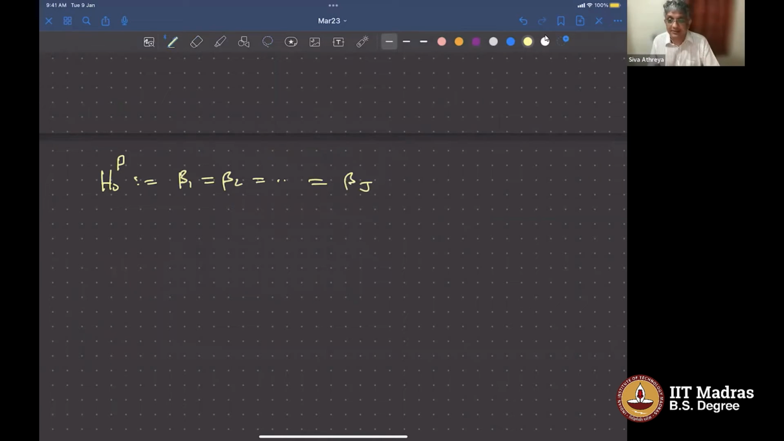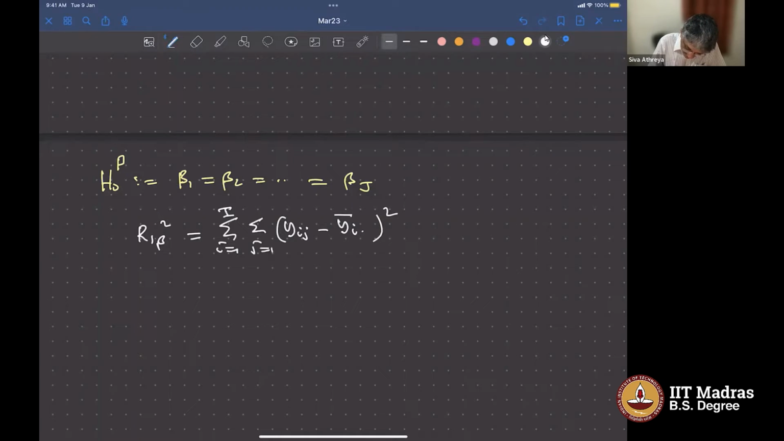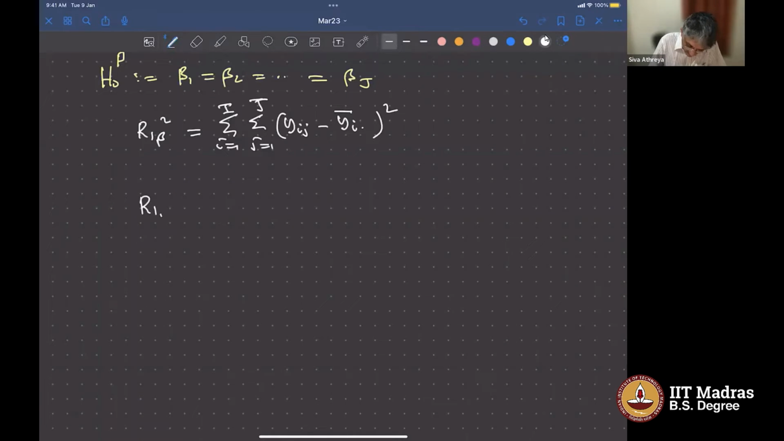If you want to test this, then you have to look at the beta squared. So let's look at the beta one. So it's going to be R1 beta squared. What you do is take the yij's and remove the mean from each of the I, so it's yi bar squared. Again, you sum from i equal to 1 to I and sum from j equal to 1 to J. Same thing again, you subtract R1 beta squared minus R naught squared as before.